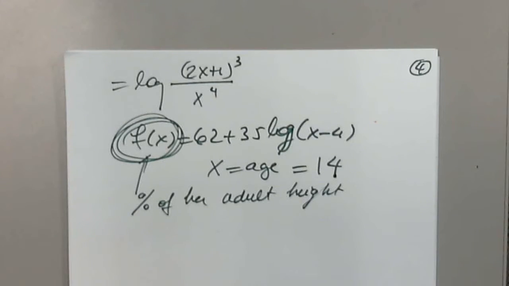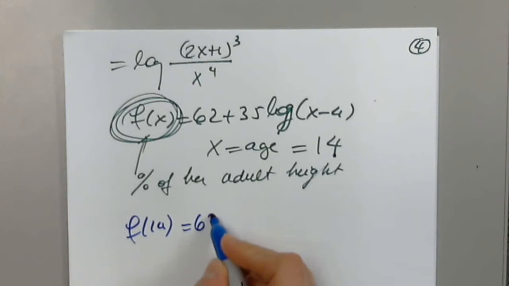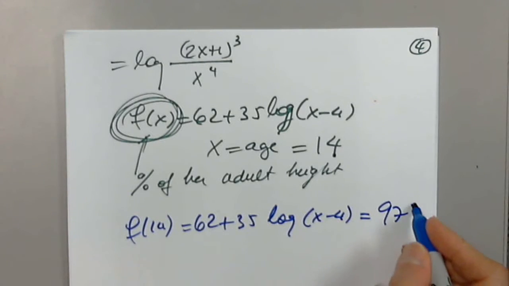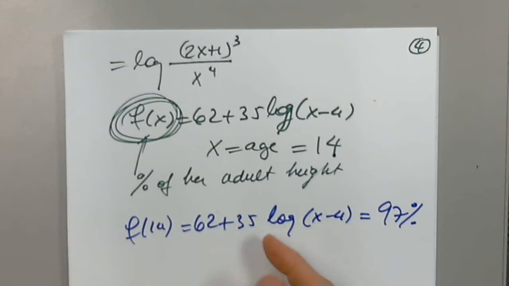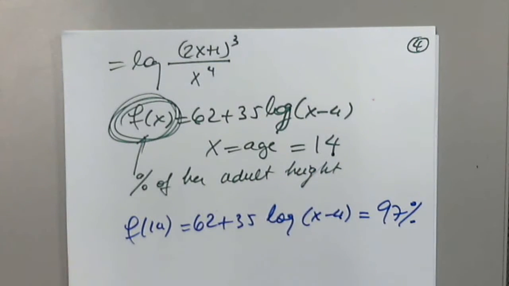What would you recommend? Anyone? That's it. 62 plus 35 log x minus 4. When you put everything in the calculator, you get 97%. Because 14 minus 4 is 10, log 10 is 1, and all you have to do is 62 plus 35. That's it.